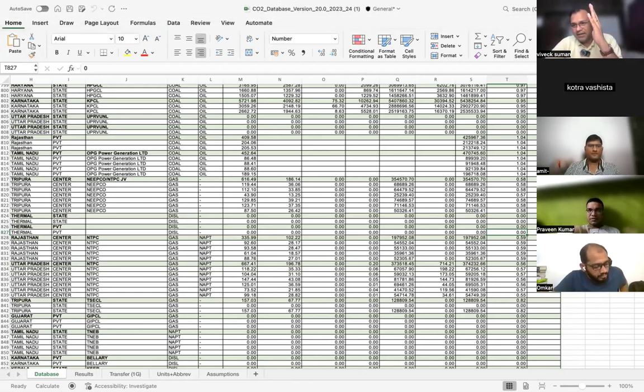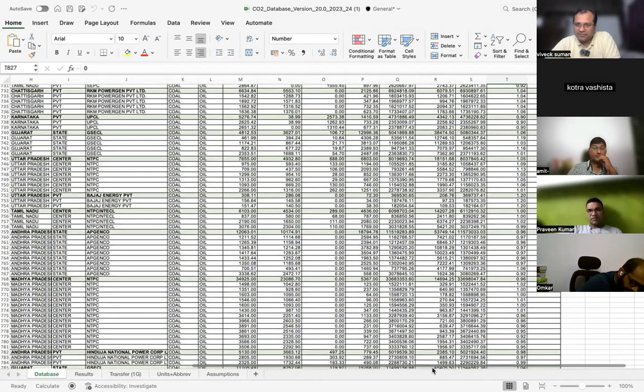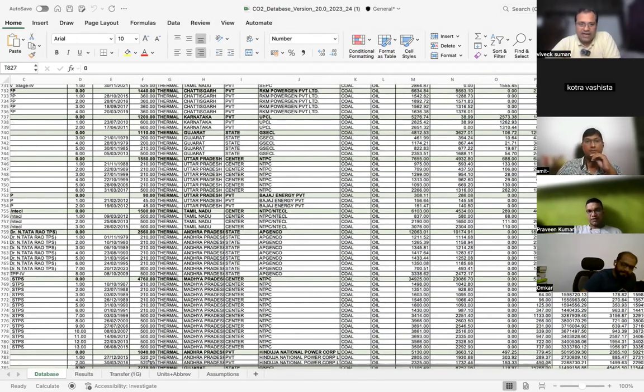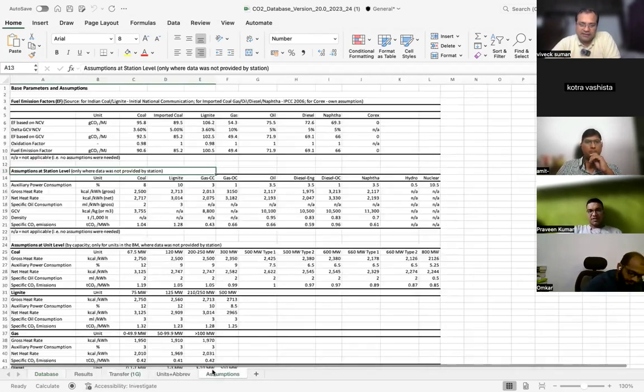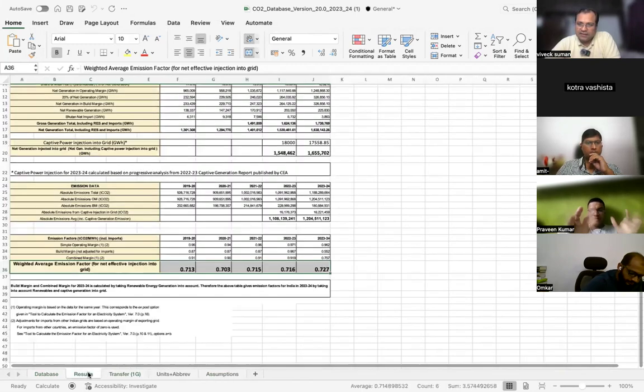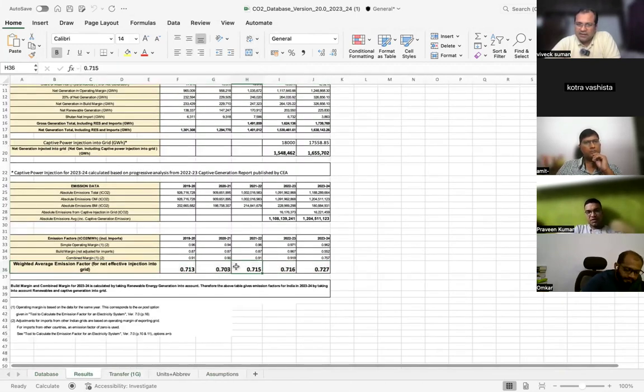Yes, Vasisht, you had a question and somebody else also has a question. Praveen, go ahead, Praveen. Sir, you had shown that we should use the 0.72 factor, average. Average, yeah. But application-wise, where exactly do we use 0.72 and when do we have to see the precise emission factors for the plants?